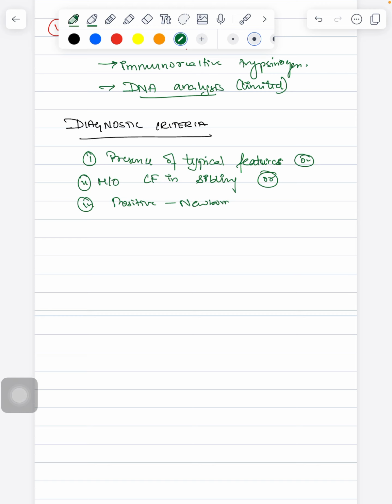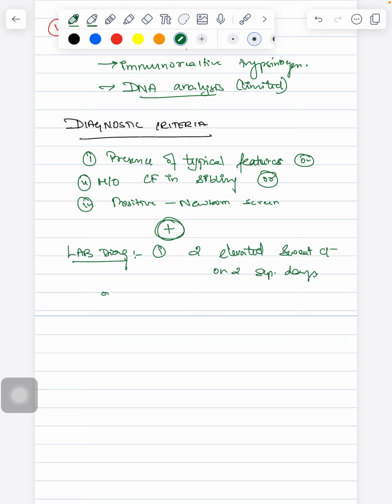Next, among these three, any one plus the lab diagnosis. In lab diagnosis, you have 2 elevated sweat chloride levels on 2 separate days, or the child has 2 cystic fibrosis mutations, or the child has an abnormal nasal potential difference.